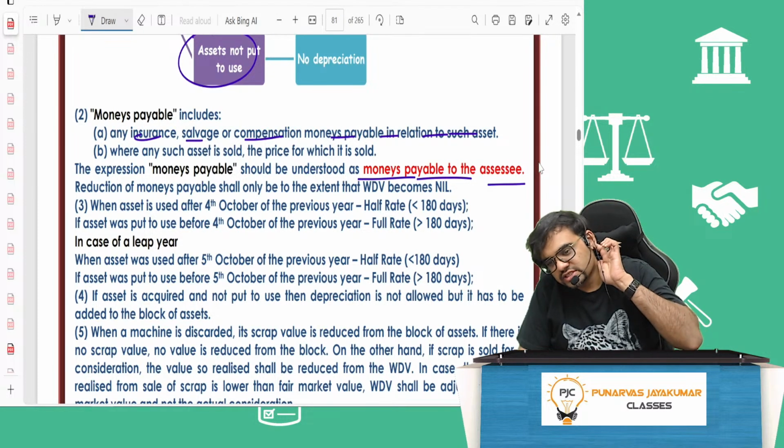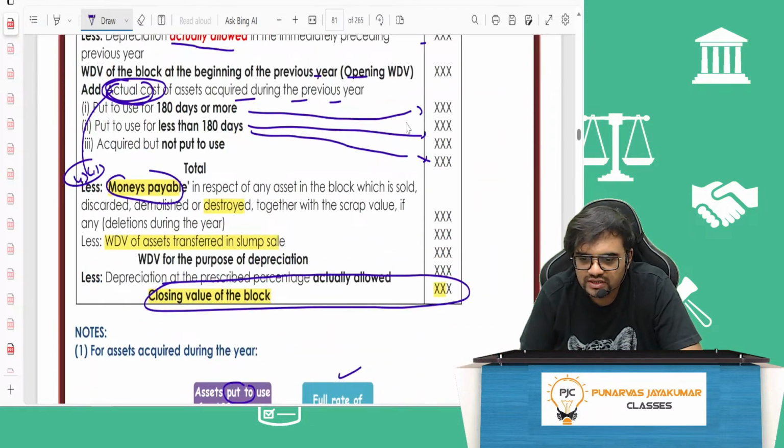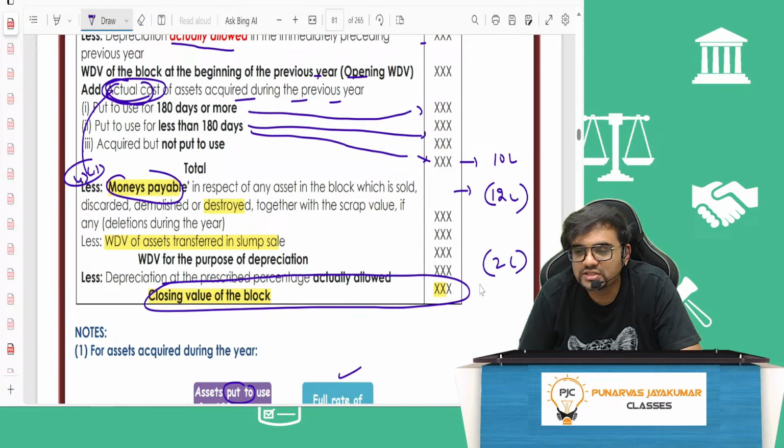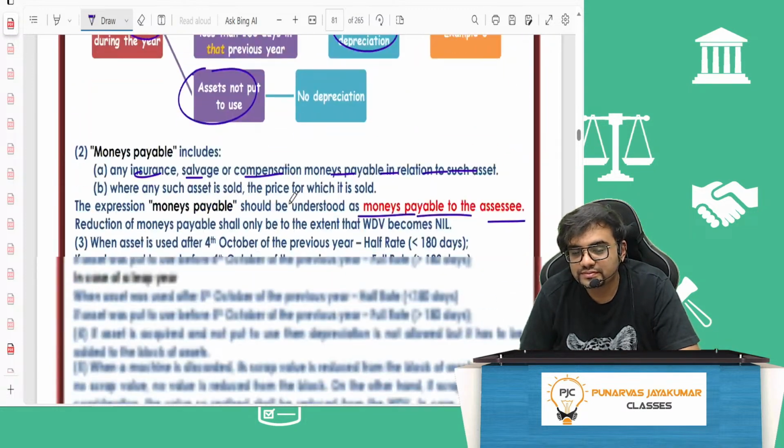Reduction of monies payable shall be only to the extent when the WDV becomes nil. So obviously here, if my total here comes up to let us say 10 lakh, but I have sold a couple of assets for 12 lakh, can I make it WDV minus 2 lakh? No. The final WDV should always be nil. Then what happens to that extra 2 lakhs? That will come under capital gain. That we'll see later.